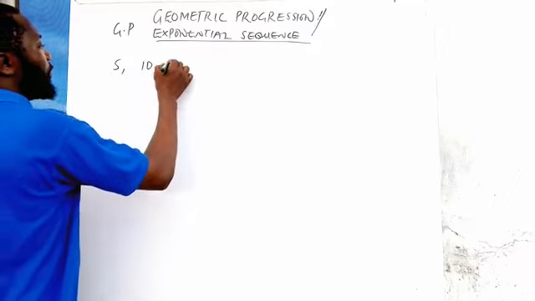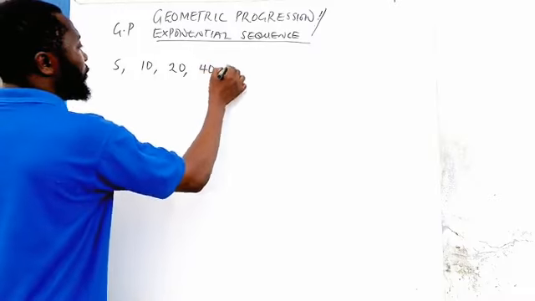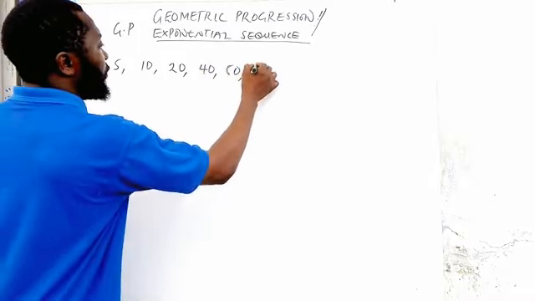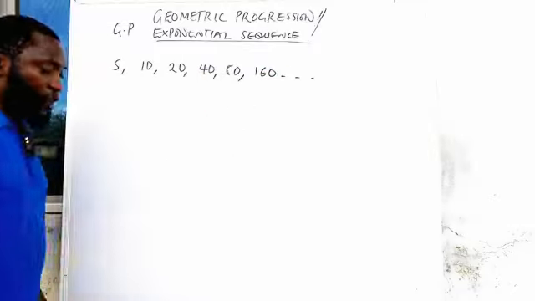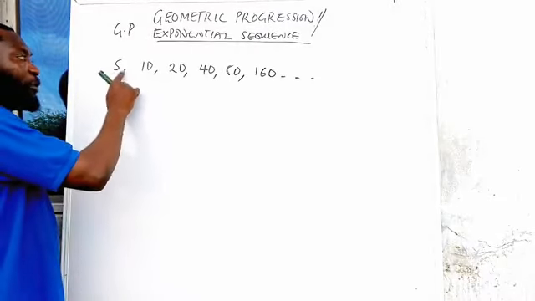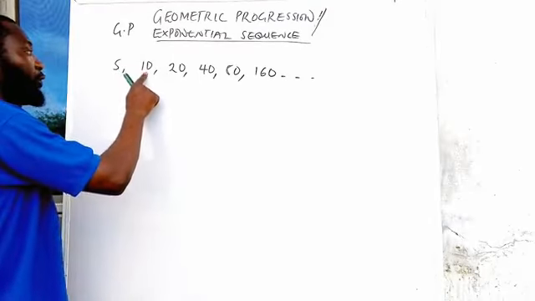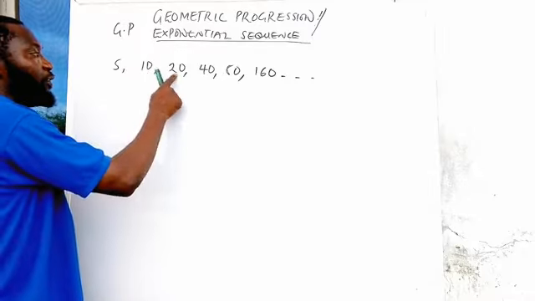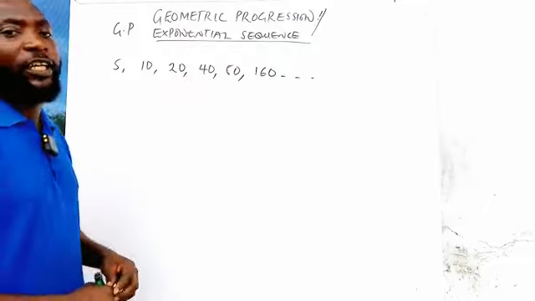So suppose we have 5, 10, 20, 40, 80, 160. Here is the sequence. And careful study of this shows that we are multiplying each term by 2. 5 times 2, 10. 10 times 2, 20. 20 times 2, and that's how we generate this. So this is a geometric sequence.